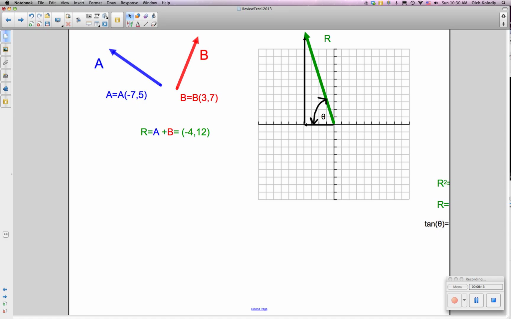So how do we find what R is? Well, again, using the Pythagorean theorem, 12 squared plus 4 squared will give you R squared. And that's 160, so R is 12.65.